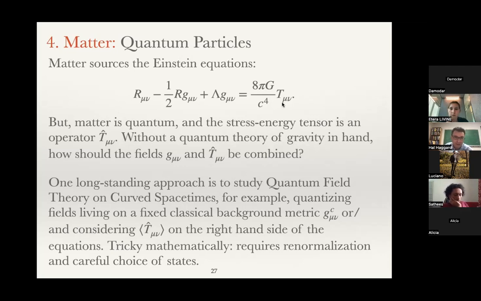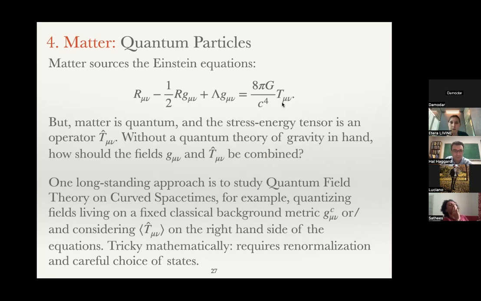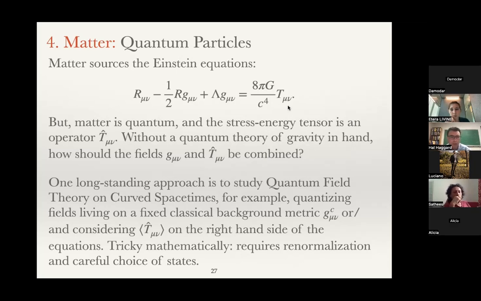But if we quantize half the equation, what are we going to do with the other half of the equation? We can't just stick an operator in here and be happy. That's a completely contradictory equation. So there's a long-standing approach, which is to study quantum field theory on curved spacetimes. We can do this in a couple of different ways, all of which are pursued. Classic textbook on this is Birrell and Davies, or Wald has a beautiful textbook on this as well. So we study the quantum field in a curved background. Or another approach is to replace the operator stress energy tensor by its expectation value. So then we actually are studying a consistent classical theory on both sides. Sometimes this latter approach is called semi-classical gravity.